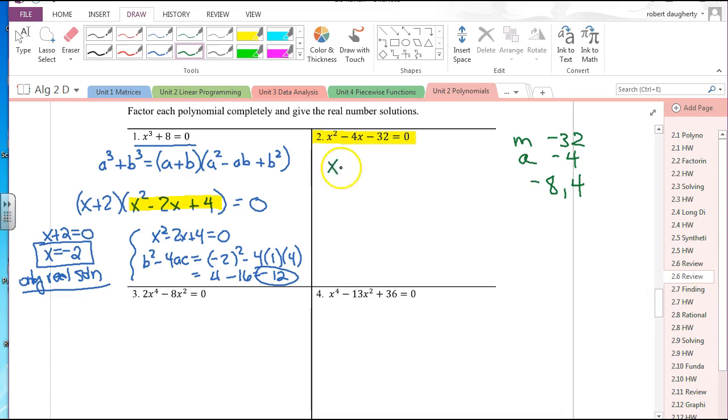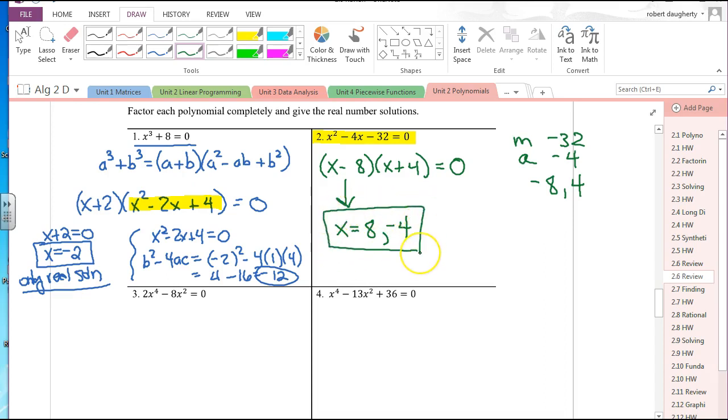This can be factored as x minus 8, x plus 4 is equal to 0. Set each factor equal to 0. That means x is equal to 8 or x is equal to negative 4. Those are your 2 real solutions for this one.